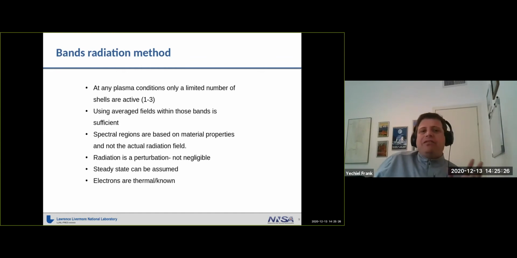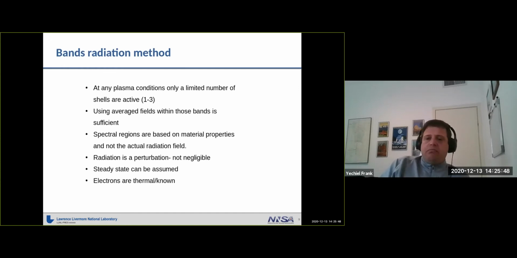So the idea here is actually very, very simple. Now I get to the solution. The Benz radiation method just makes very simple assumptions. We assume that the response of the material to the radiation field only depends on the bands or the shells that are active in those conditions. So what we do is we use averaged fields just in those bands.